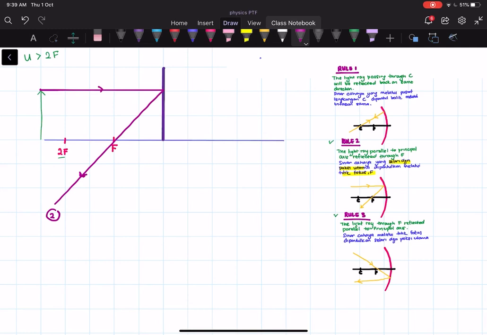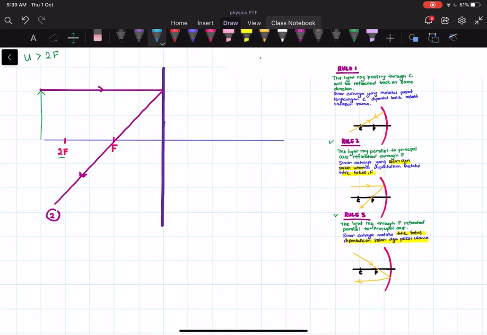Rule 3 states that a light ray passing through the focal point F will be reflected parallel to the principal axis. So for that, I'm using a different color. Let's say I'm using blue here for the light ray. But before that, I need to extend my line for the mirror here. So I'm going to just extend this line here. Now, a light ray from the object, let's draw it back from the object with a different color.